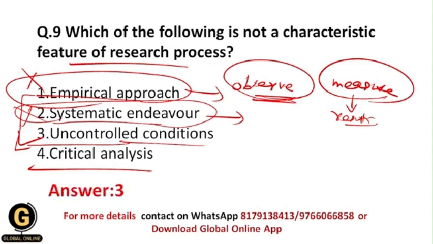And now critical analysis is again one of the characteristics of research process, because whenever we get the data, after that we need to analyze our data. So this is basically the critical analysis technique. Okay, we critically analyze the data so that we get authentic results for our research, and that's why this is again a characteristic of research process, so it gets eliminated. So the correct answer is 3.